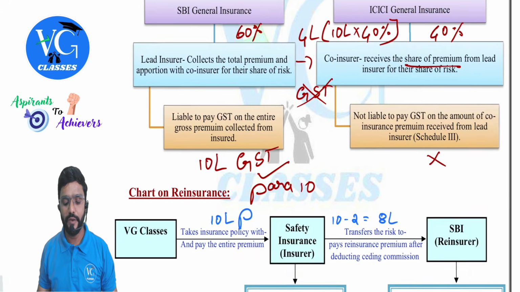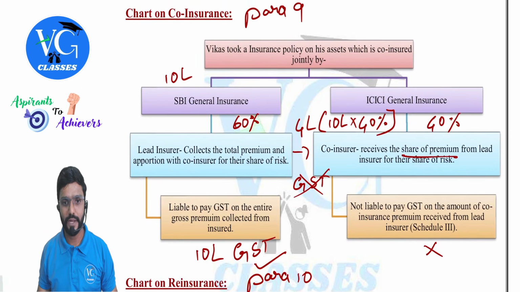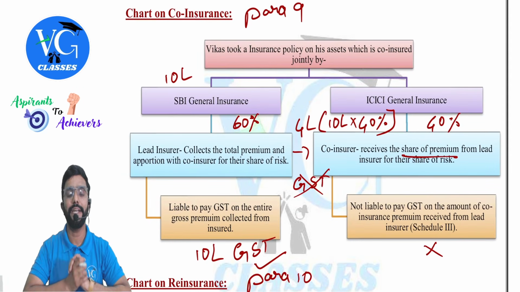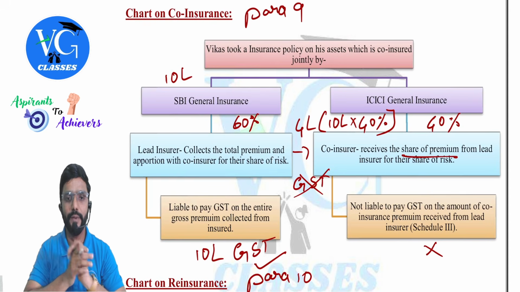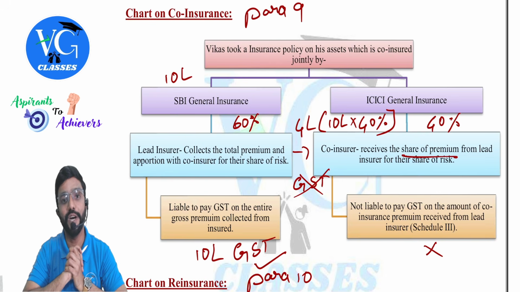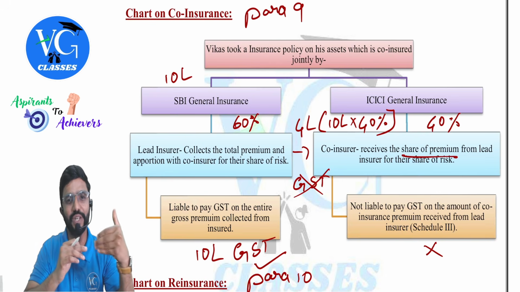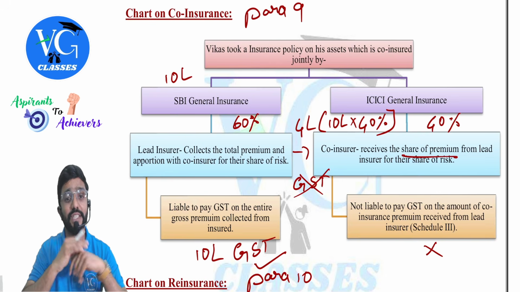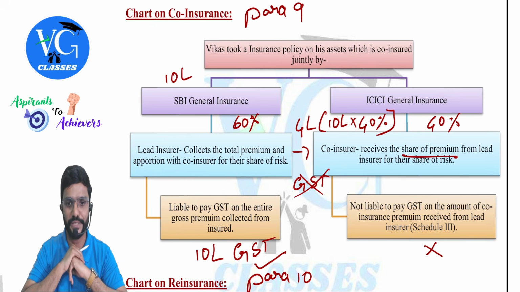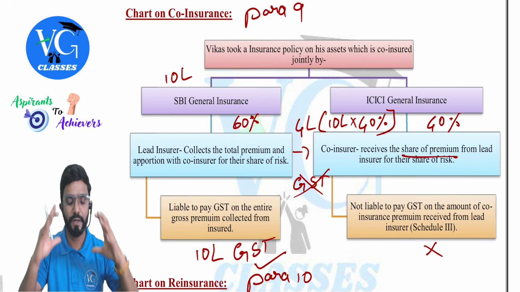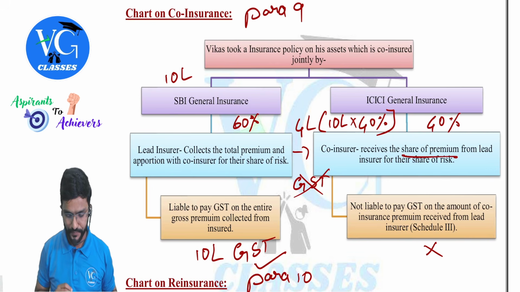So you can just pause the video and go through this once, guys, especially these examples, whatever I have tried to give through a chart, because you should get familiar with the words they use: lead insurer, co-insurance, ceding commission, all those things. So please just pause the video and go through this example once. Hope you are done with this.